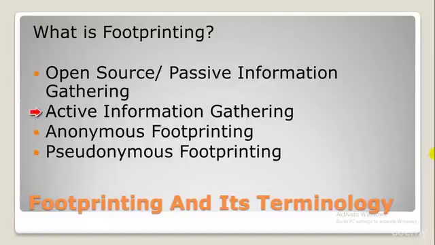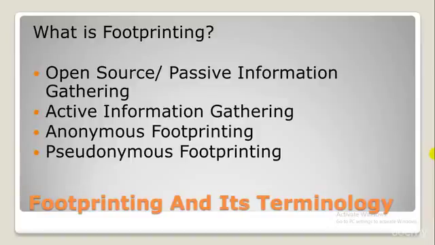After that, we have active information gathering. In this process, attackers mainly focus on the employees of the target organization. Attackers try to extract information from the employees by conducting social engineering, on-site visits, interviews, questionnaires, or something similar. After that, we have anonymous footprinting. This refers to the process of collecting information from sources anonymously so that your efforts cannot be traced. At this point, people normally use the Tor browser, which is mostly famous for anonymous web browsing.